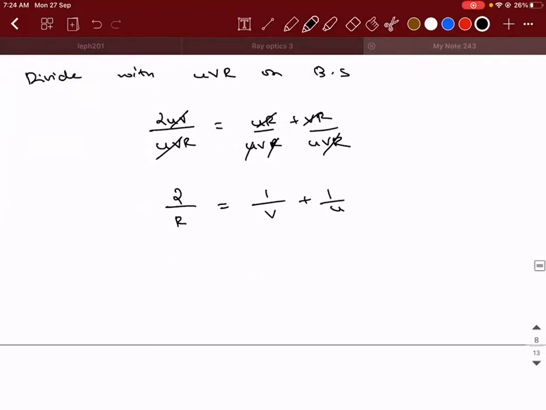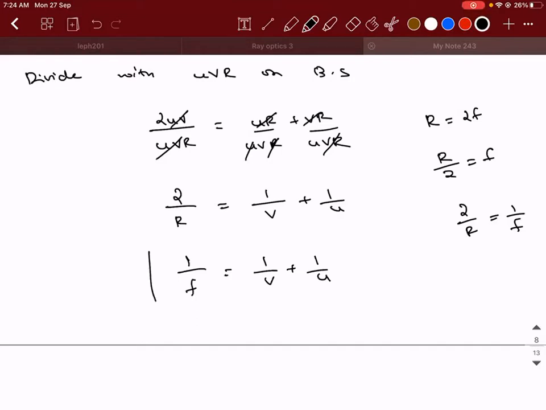So what is 1 by R, guys? Sorry, what is 2 by R? We know that R is equal to 2F. R by 2 is F. 2 by R will be 1 by F. So 1 by F is equal to 1 by V plus 1 by U. Now, did you understand how this relation has actually come? So if you don't apply sign convention, maybe you would have got some other answer.